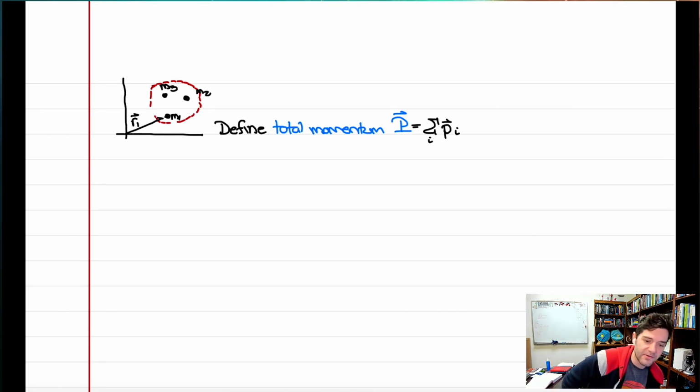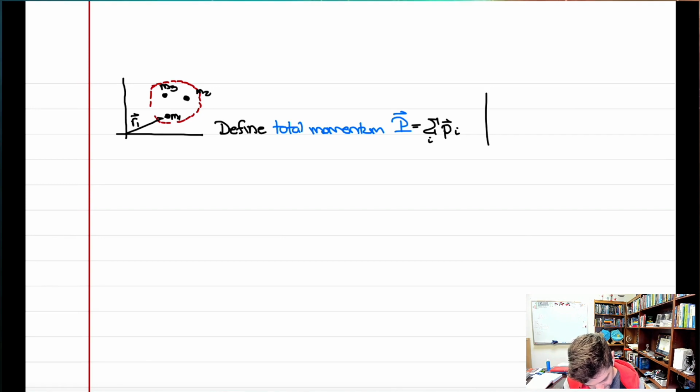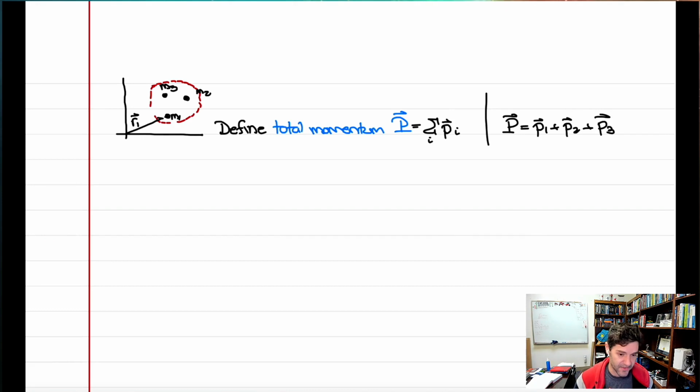So I'm writing it as a sum over i, where in this case i would be 1, 2, 3. So for the specific example, P would be the momentum of particle 1 plus the momentum of particle 2 plus the momentum of particle 3. But in general, just add up all the momentums. This is a sum over the system.